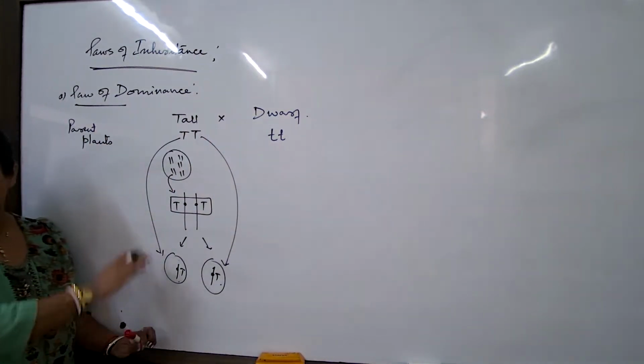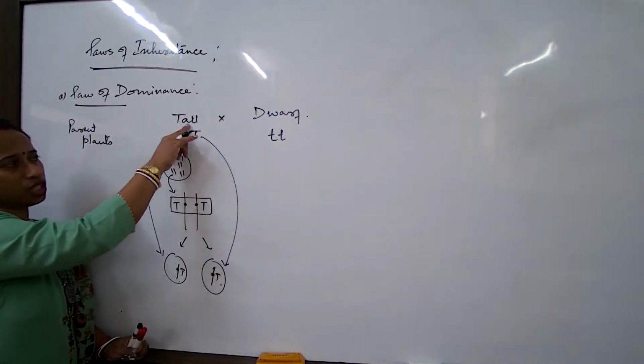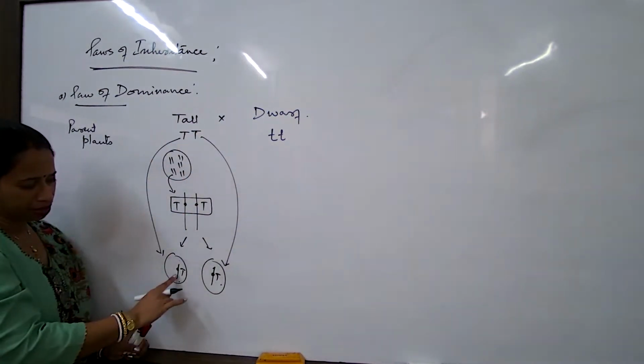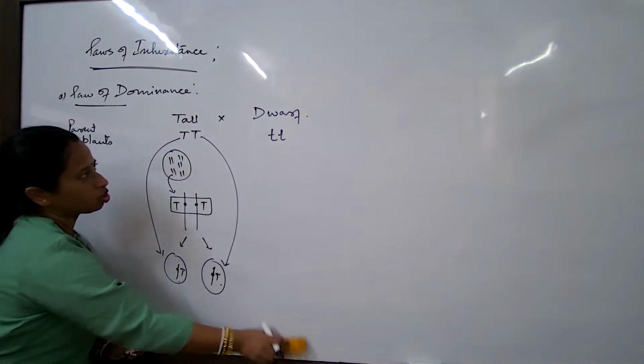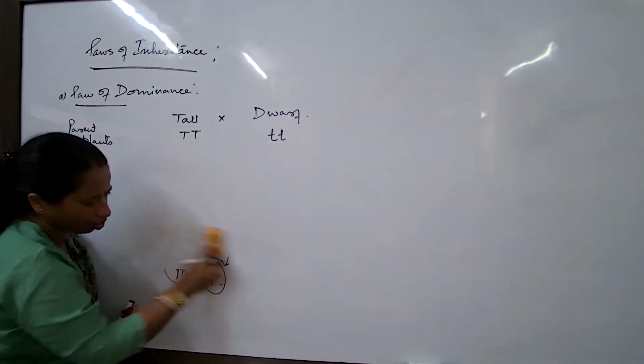I start with this. The basic cross goes like this. Parent plants with this type of condition: homozygous tall, homozygous dwarf. How many types of gametes? Only one type. So now how do we write? This is just for understanding. We should not write all these things.